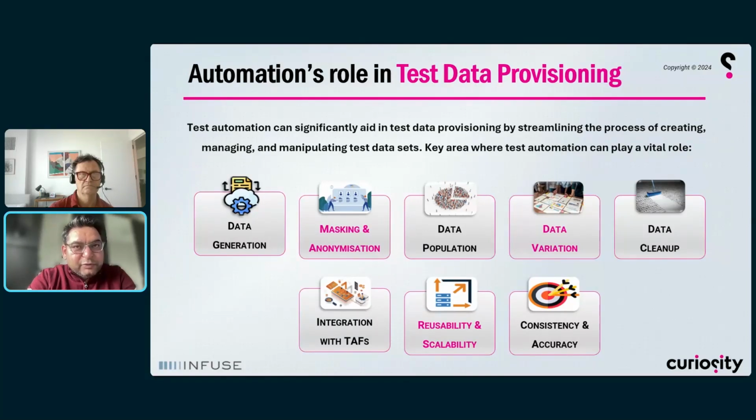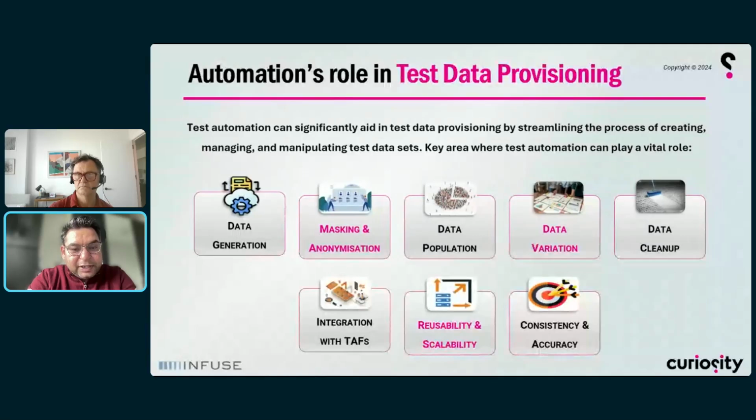Through automation, we can create synthetic data based on predefined rules and algorithms. You can write a script which will create the test data, which can be used by the automation, by functional testing, or by any other sort of test. So that is one of the ways that automation can generate synthetic test data.